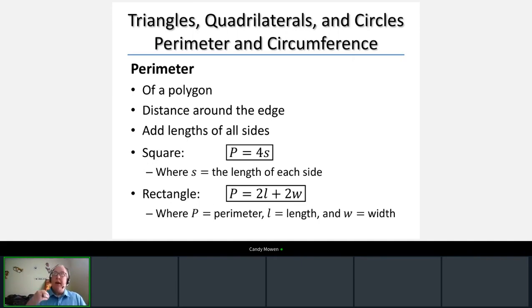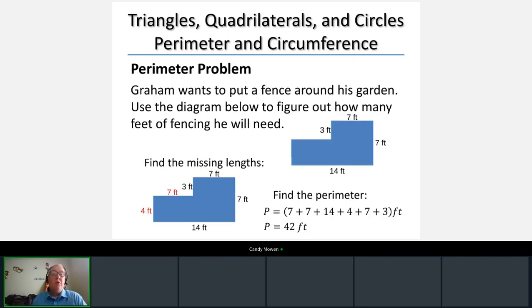In the case of a rectangle, if you know the length and the width, you can always find the perimeter. If you know the perimeter and the width, you can always find the length. So that's what we do, and we're substituting. There again, we're looking for our unknowns.